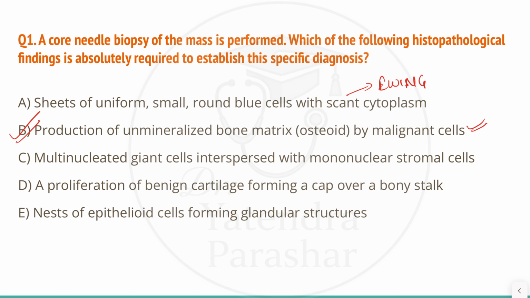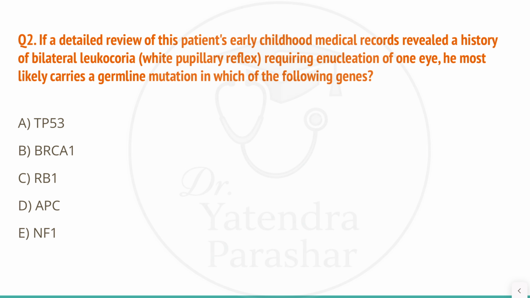Option C, multinucleated giant cells interspersed with mononuclear stromal cells. This is the feature of giant cell tumor of the bone. Option D, a proliferation of benign cartilage forming a cap over a bony stalk. This is the feature of osteochondroma. Option E, nests of epithelioid cells forming glandular structures. This is the feature of adenocarcinoma, and it is not associated with bone tumor, so option B is the correct option. Question number 2.